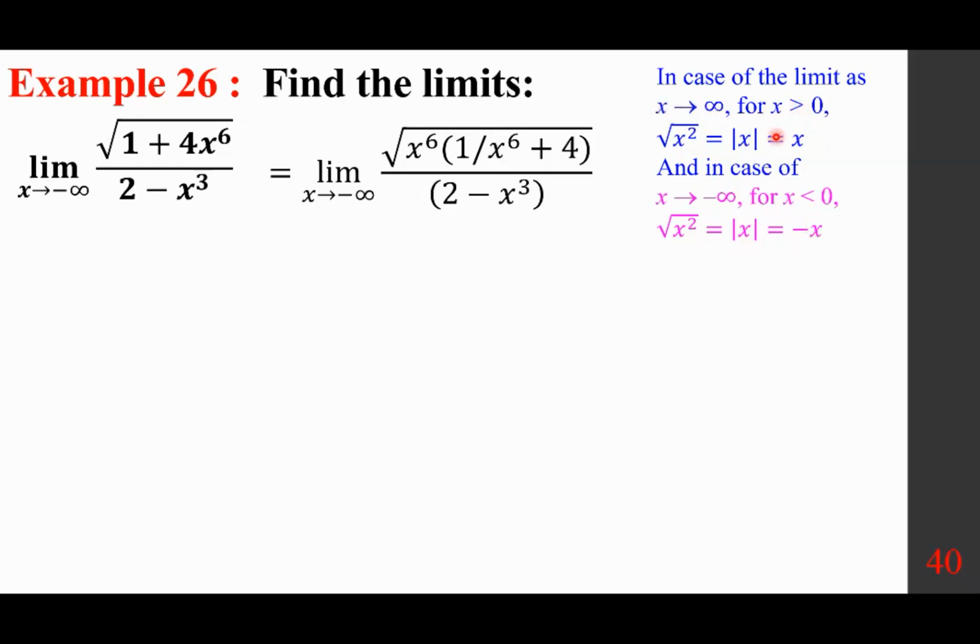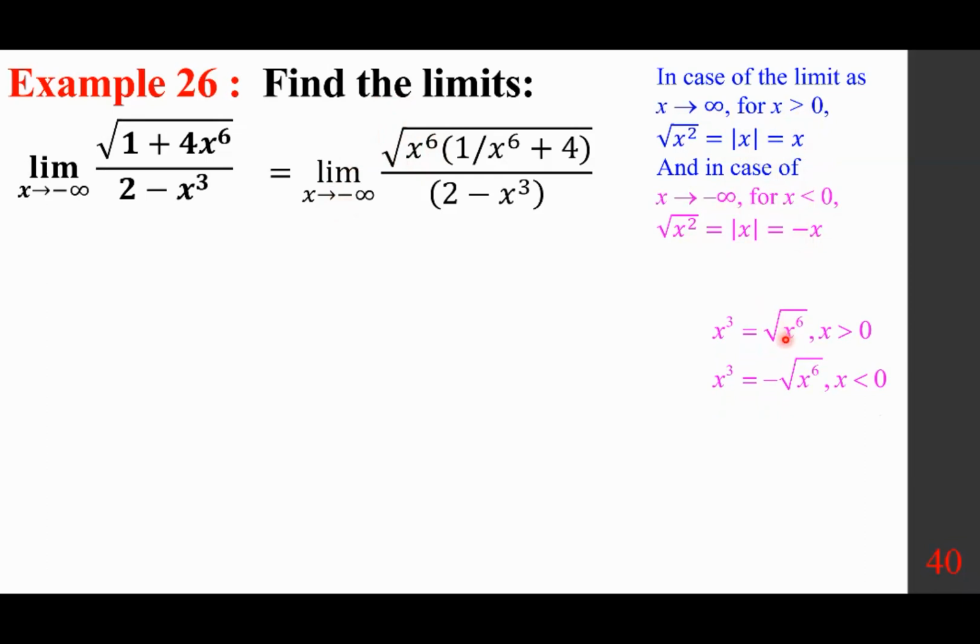When x goes to infinity, the absolute value of x is the same as x. But if it goes to -infinity, the absolute value of x is the opposite of that. And that's exactly what happens here. You can't take out x to the power of 6. When you take it out, it becomes minus x cubed because this is approaching -infinity. Okay?